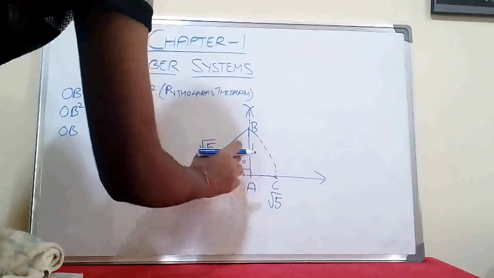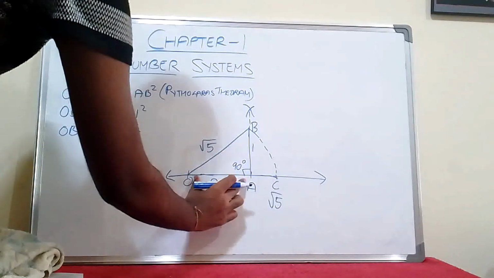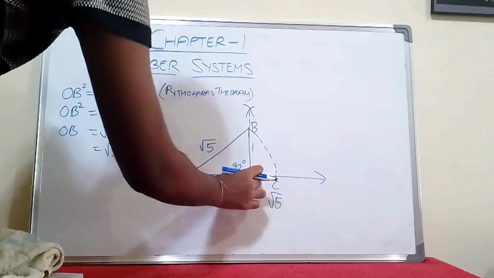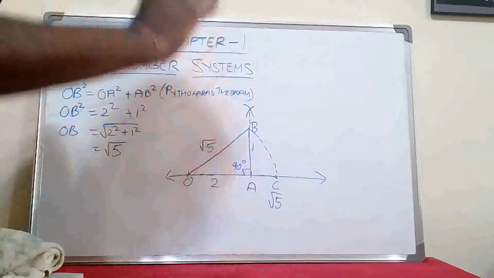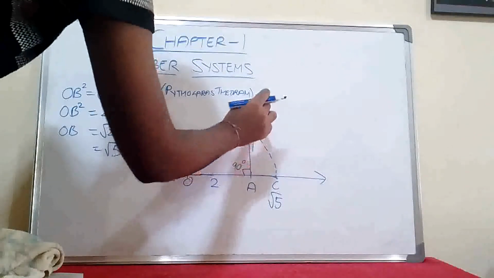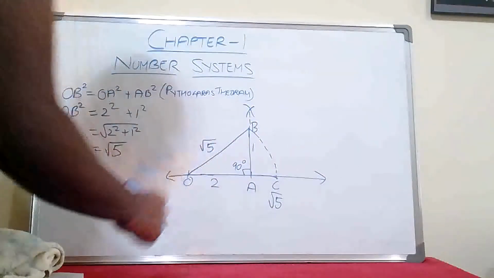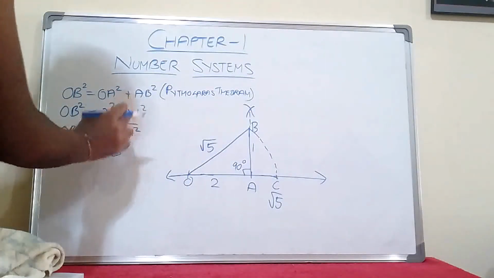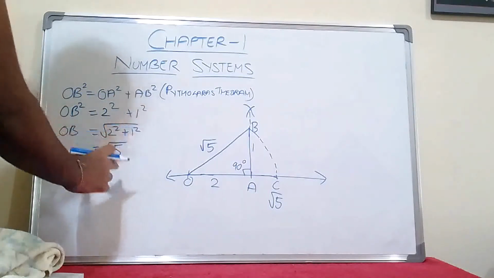And this side will be 1. So again we will take O as a point in the number line. Then we will take 2 unit length and take a point called A. On A we will construct a perpendicular. On this perpendicular we will take 1 unit length and make a point called B. When you connect O to B, we get root 5. Why? Using Pythagoras theorem, 2 square plus 1 square is 5, and when you take the square root, it becomes root 5. So this is root 5.